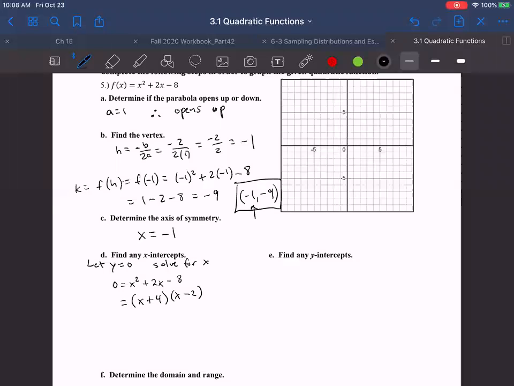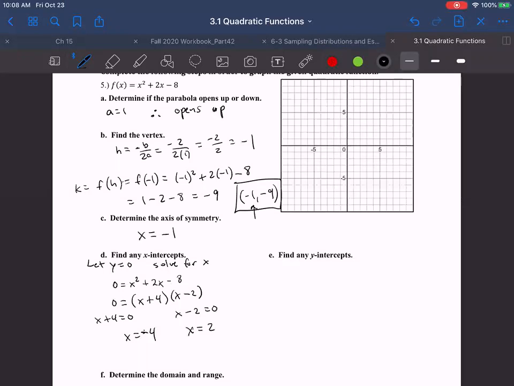And negative 2 plus 4 is the 2. So that's our negative 8 and our 2 right there. They add to 2 and they multiply to negative 8. That then tells us that x plus 4 has to equal 0 or x minus 2 has to equal 0. So x equals negative 4 is the answer for that first one, and x equals 2 is the other one.